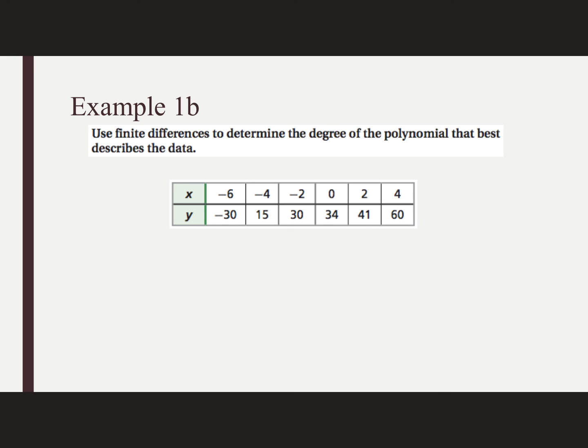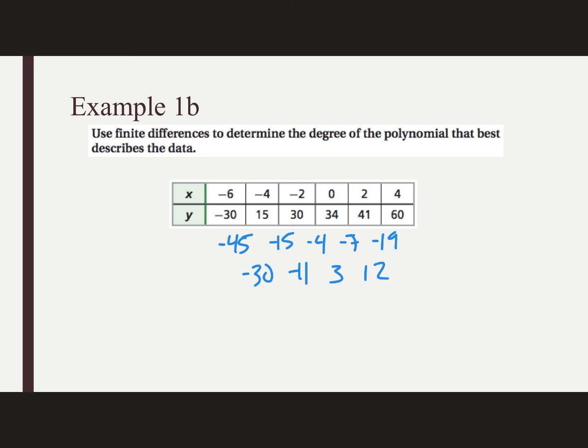Okay, so negative 30 minus 15 is negative 45, 15 minus 30 is negative 15, 30 minus 34 is negative 4, 34 minus 41 is negative 7, and negative 41 minus 60 is negative 19. Okay, not linear, so let's go to the next one. Negative 45 minus negative 15 is negative 30. Negative 15 minus negative 4 is negative 11. Negative 4 minus negative 7 is 3. Negative 7 minus negative 19 is positive 12. So it's not a quadratic.